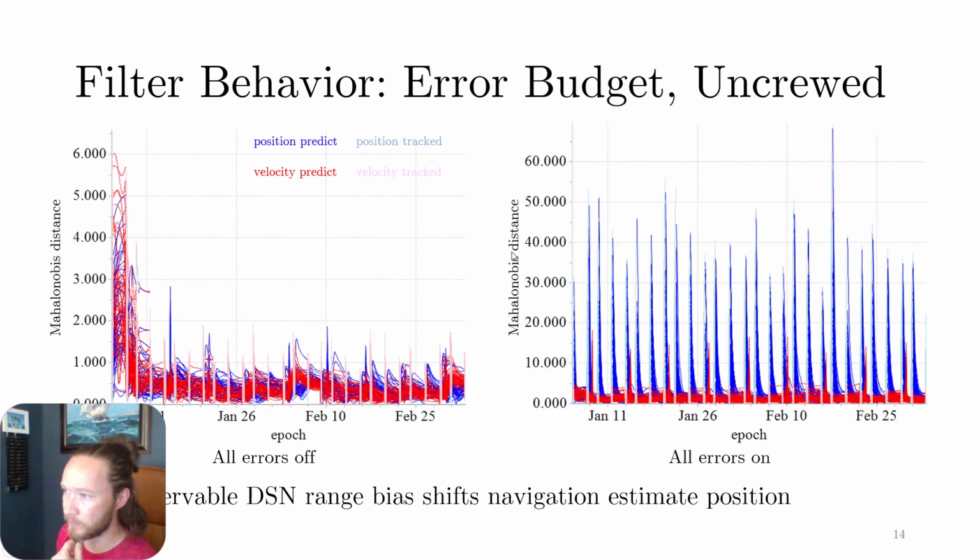So as we turn these error sources on, we look at how the filter is responding with its Mahalanobis distance numbers. What we have plotted on the left and right are, with all of our errors off and on, the Mahalanobis numbers for position and velocity, whether we're predicting between active data tracking spans, which are highlighted in lighter colors. So position is in blue, velocity is in red.